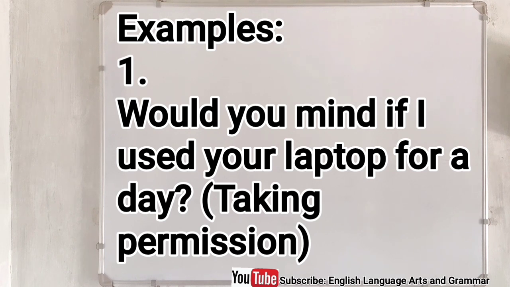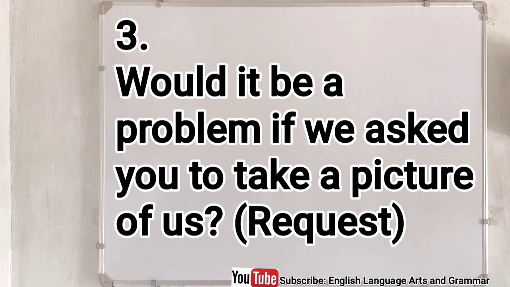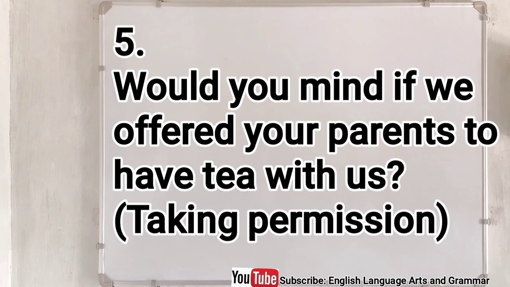Example 1. Would you mind if I used your laptop for a day? Taking permission. Example 2. Would you be bothered if I asked you to move a little? Request. Example 3. Would it be a problem if I asked you to take a picture of us? Request. Example 4. Would you have a problem if we changed our seats? Example 5. Would you mind if we offered your parents to have tea with us? Taking permission.